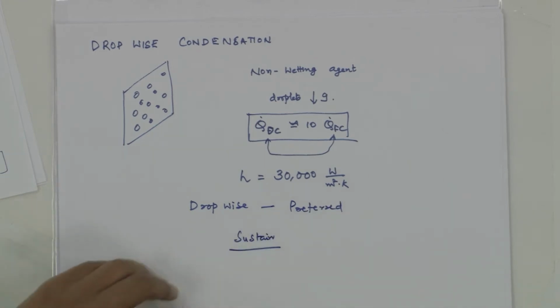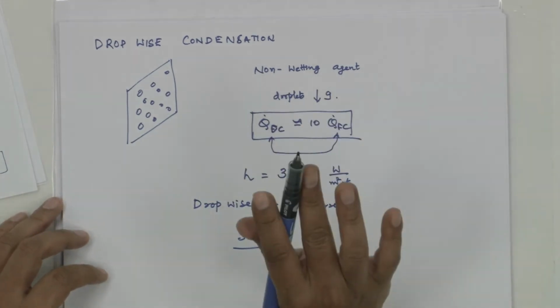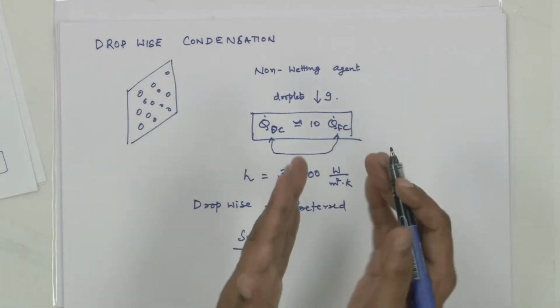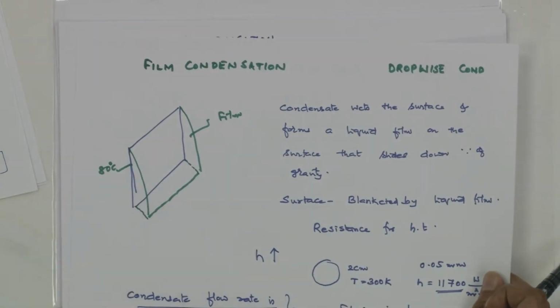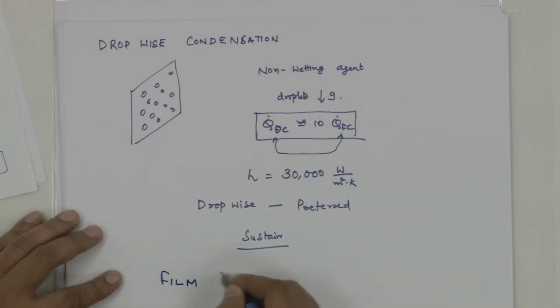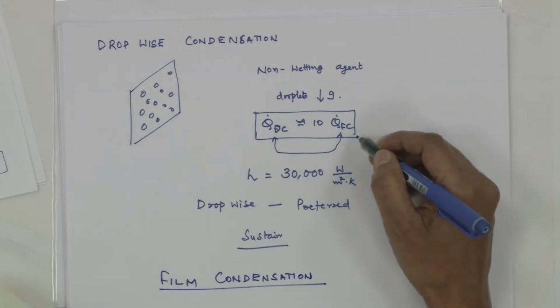What do I mean by sustaining? Because to make the droplets, the non-wetting agent has to be continuously there. So if the non-wetting agent is not there, dropwise condensation will transit into filmwise condensation. So it is very difficult to sustain the dropwise condensation. So generally the condensers are designed on the basis of film condensation, because even if you design it for dropwise condensation, you are not sure whether you can sustain. So as a conservative estimate, you would settle down for filmwise condensation. So now let us take up.